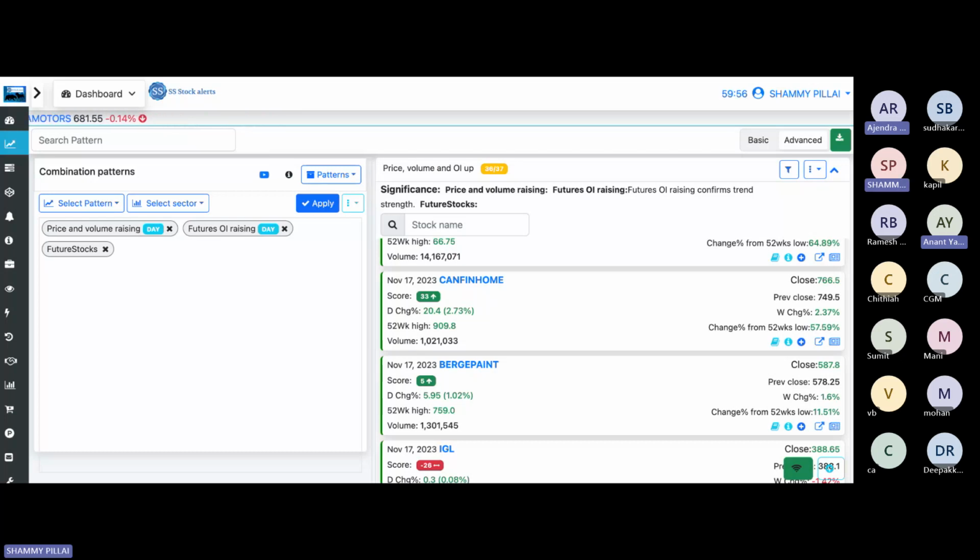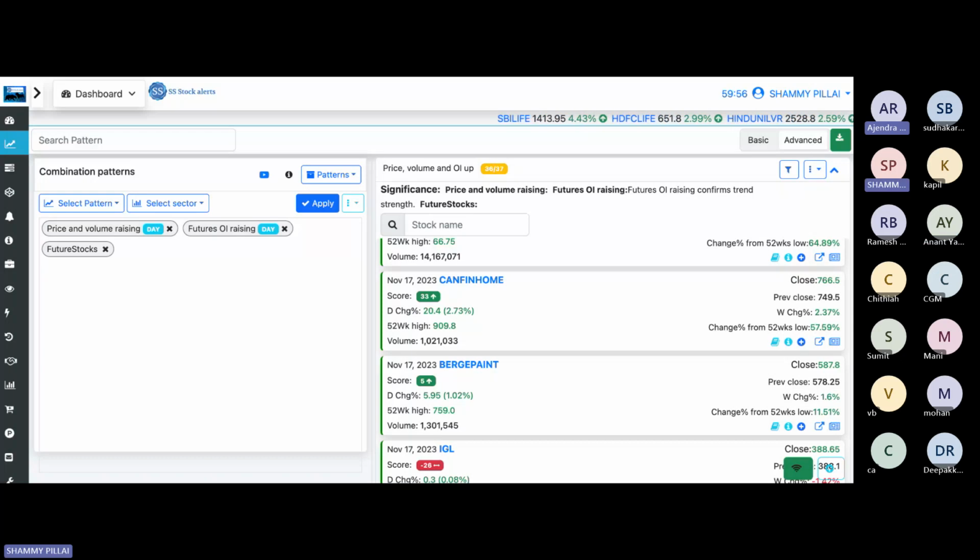So there were two things. I think this was discussed earlier. I think there were plans to bring in the Supertrend on the scanner. Any update on that? Not yet implemented here. Any plans by when? Yeah, the plans are there. Definitely will bring it.